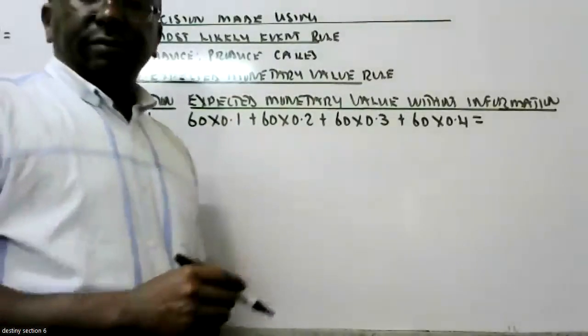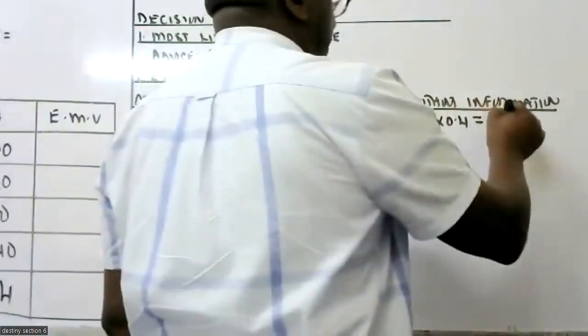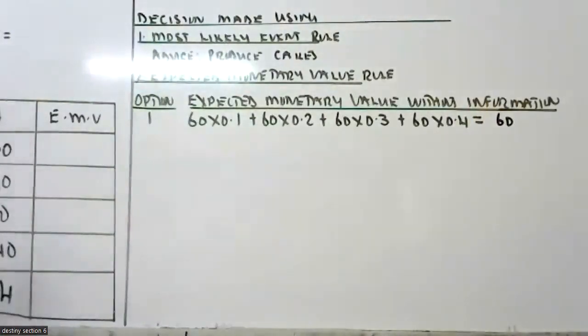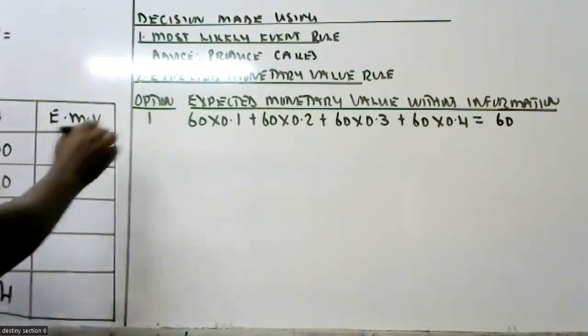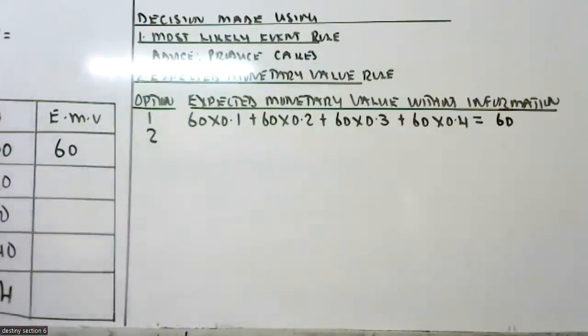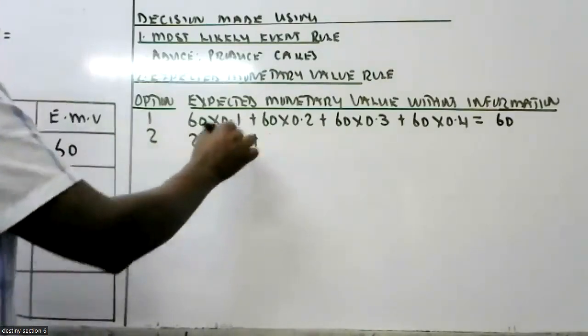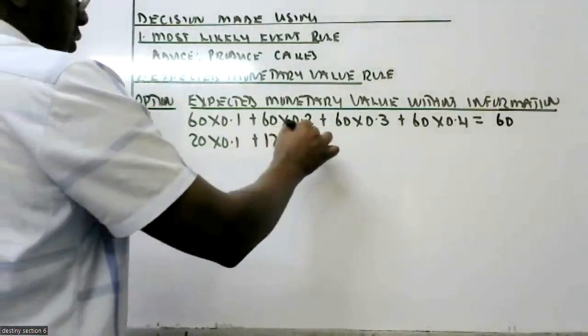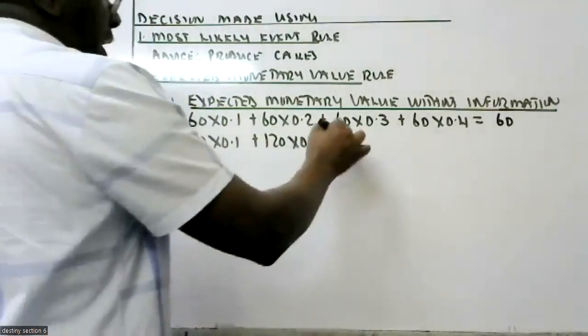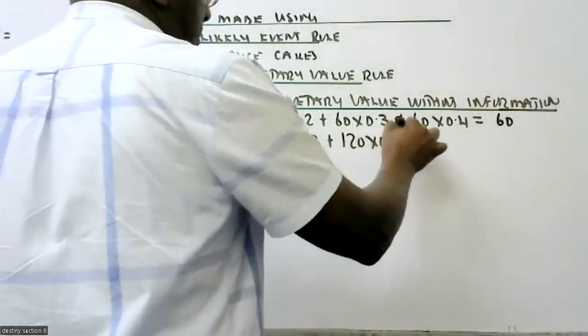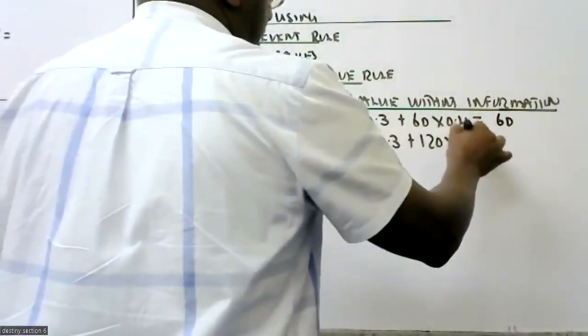So what is the answer? You get 60. Now that 60, you record it there for the EMV. Record 60 there. And let us go to option 2. Again, you take the payoff line. So it is 20 multiplied by 0.1 plus 120 multiplied by 0.2 plus 120 multiplied by 0.3 plus 120 multiplied by 0.4.